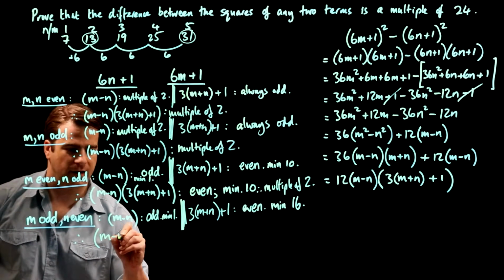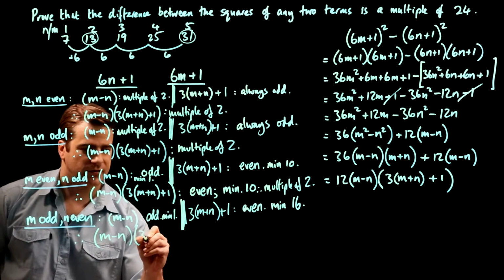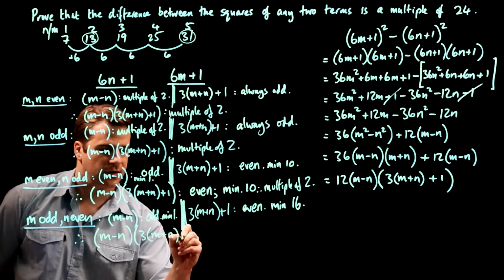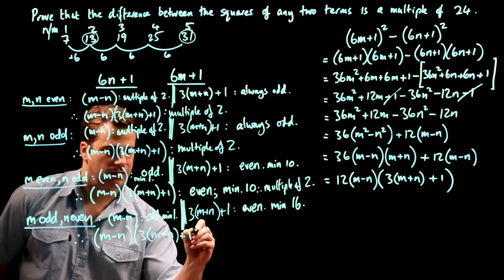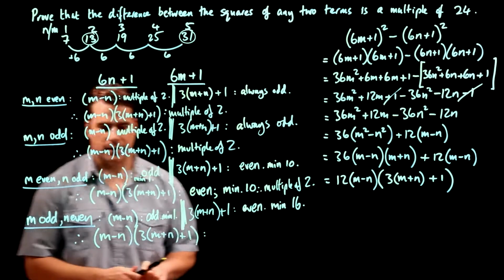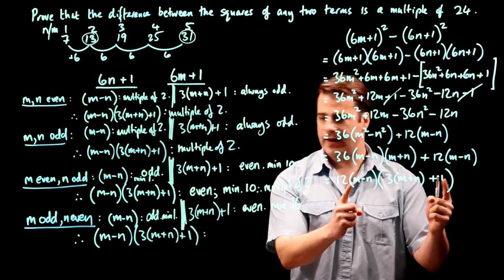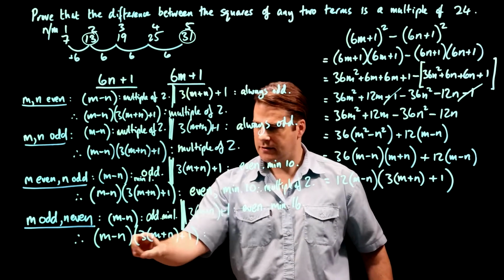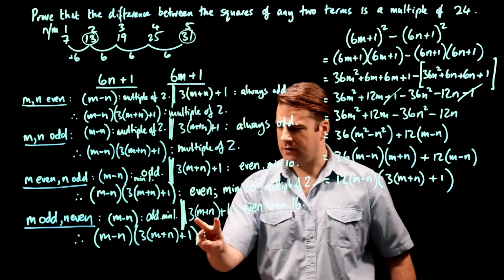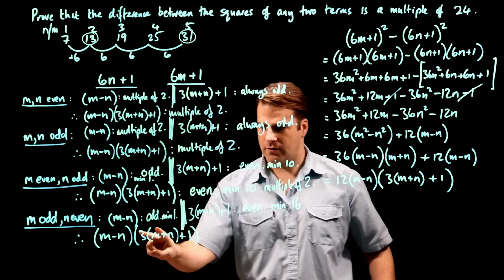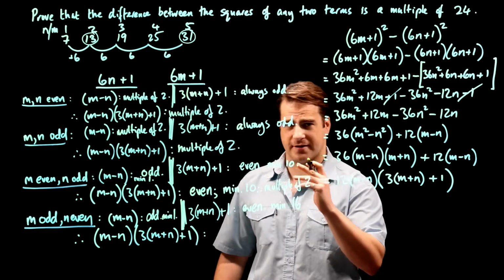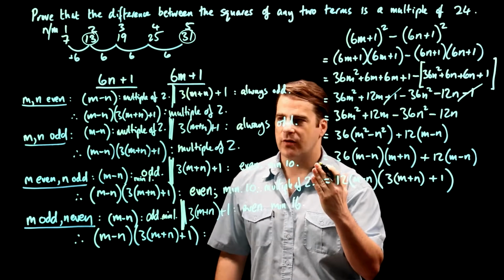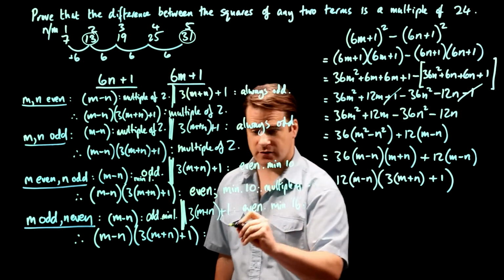Bear with me, m minus n times 3m plus n plus 1. Okay, so this whole thing here, we have an odd number times an even number. So I'm not going to make the same mistake I made before. An odd times an even, such as 3 times 8 is 24. It's always even.